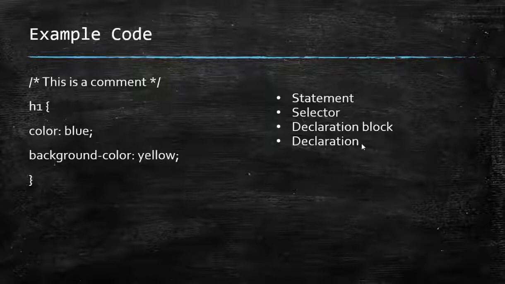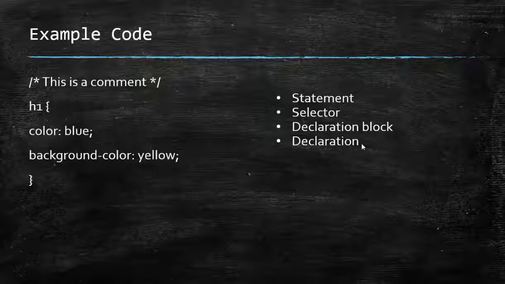The very first line of this example code is a comment. It says this is a comment. And you add comments by adding an opening /asterisk, and you close comments with an asterisk/. Anything in between those two is the comment.